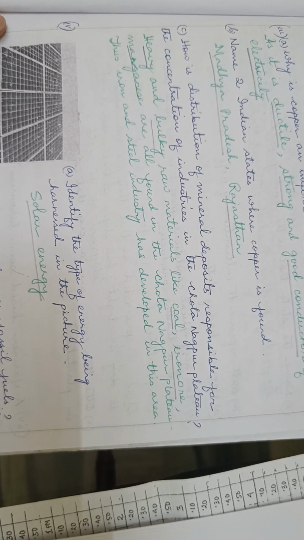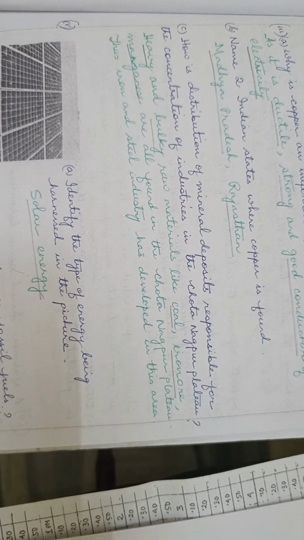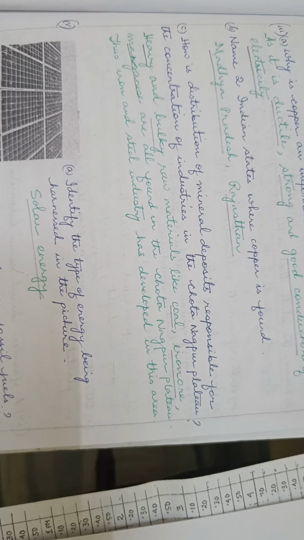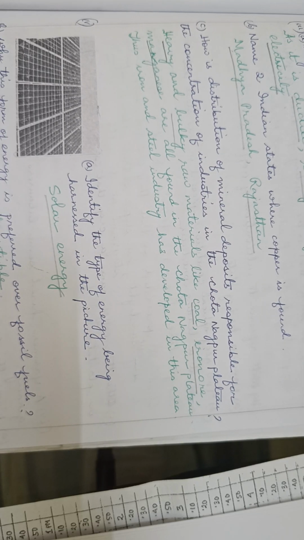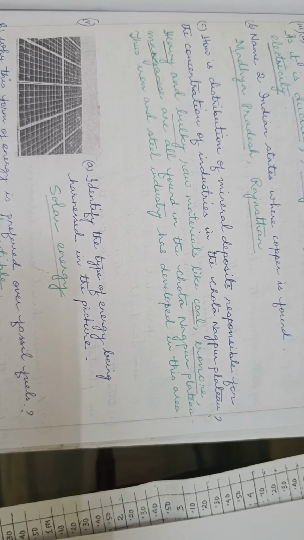See why we have more concentration of industries in Chota Nagpur plateau. The answer is heavy and bulky raw materials like coal, iron ore, manganese are all found in the Chota Nagpur plateau. Thus, iron and steel industry has developed in this area.